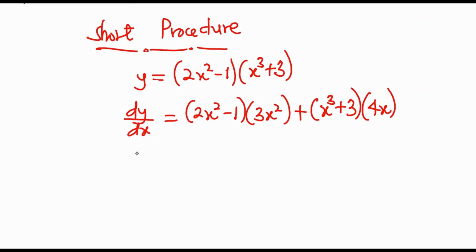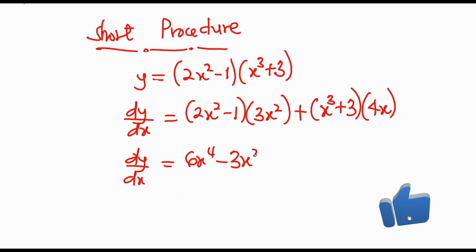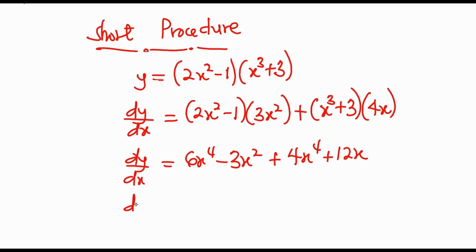It means that our dy/dx here, when simplified, gives us 2x squared by 3x squared, which gives 6x to the power 4, and then minus 1 multiplied by 3x squared gives minus 3x squared. Plus 4x multiplied by x cubed gives 4x to the power 4, and then 3 multiplied by 4x gives us 12x, which we can simplify to have our dy/dx in this form.